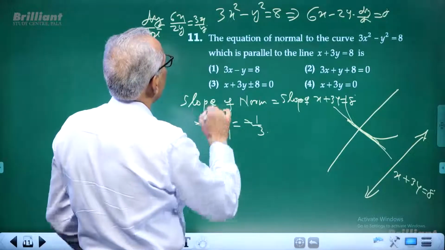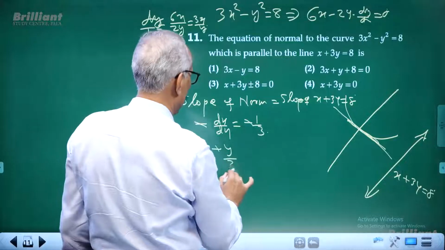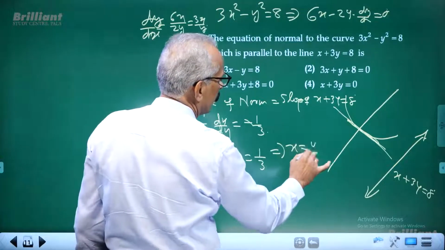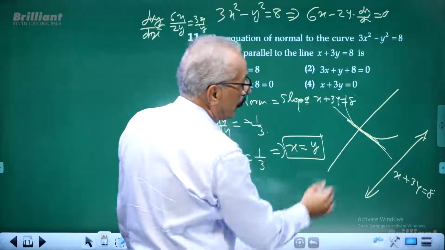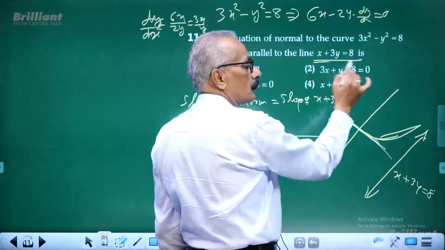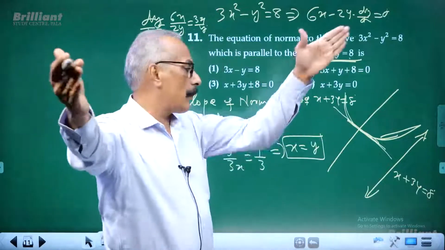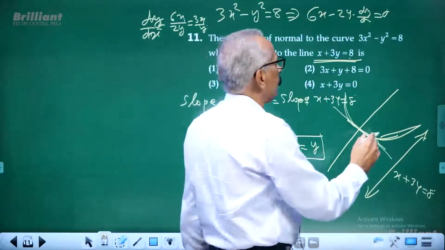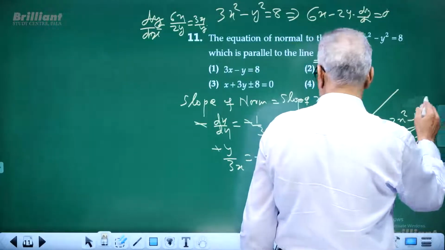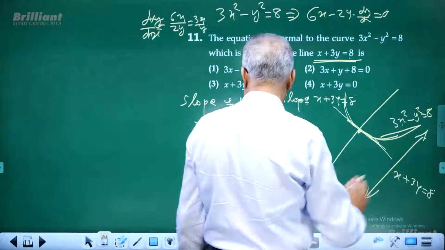So we need y by 3x. y by 3x is equal to 1 by 3. What does it mean? x is equal to y. x is equal to y where? On the curve only. This line is somewhere else. Normal parallel. So this will become 3x square minus y square equal to 8, where x is equal to y.